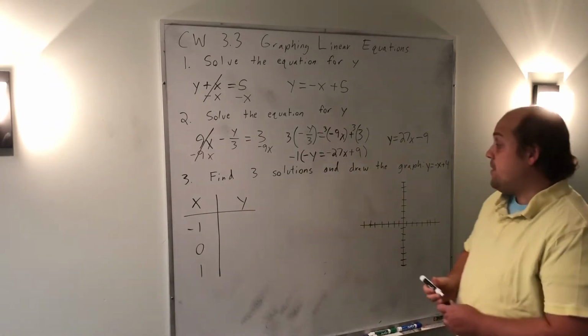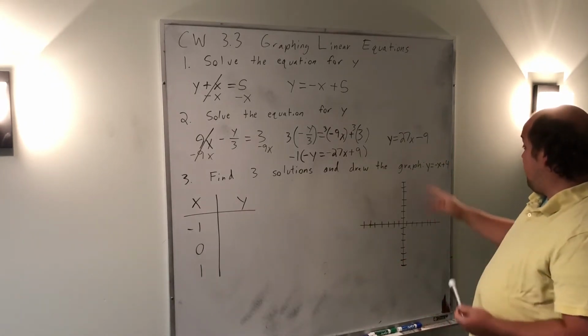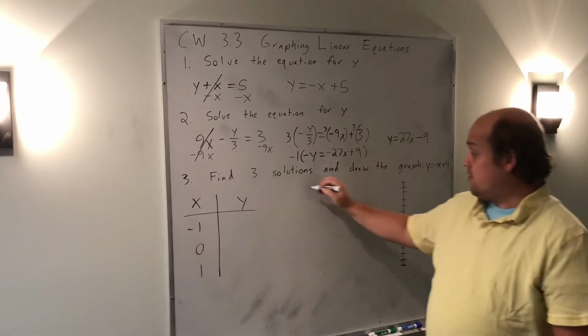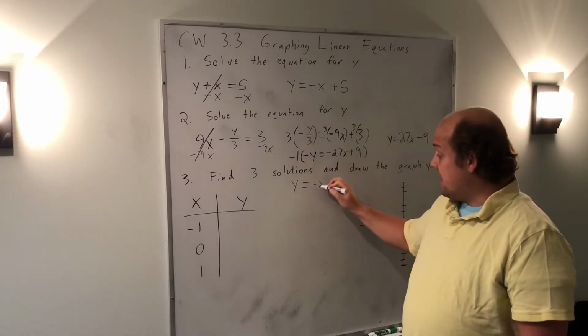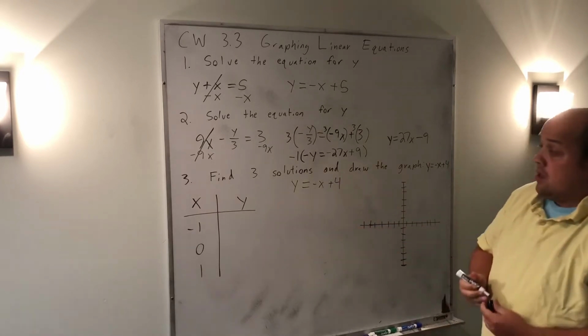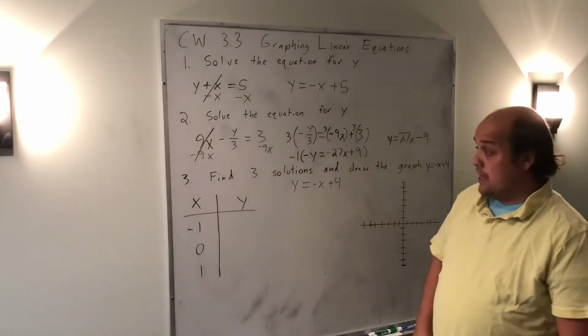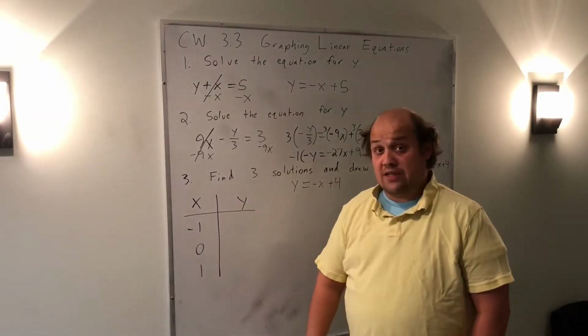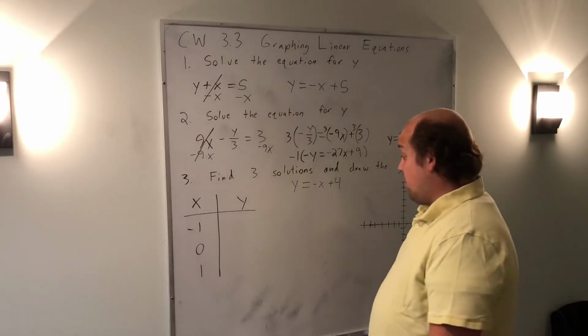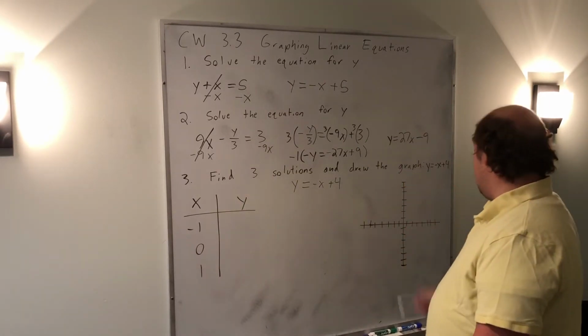Problem 3, they asked me to find 3 solutions and draw the graph for y equals negative x plus 4. If that's hard to see, it's y equals negative x plus 4. They give me what points I want to plug in, but these are exactly what I would choose. These are the easiest numbers to plug in and solve for. And then it asked me to graph it on this axis.